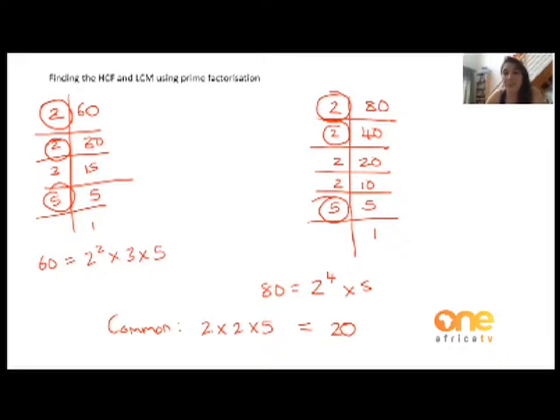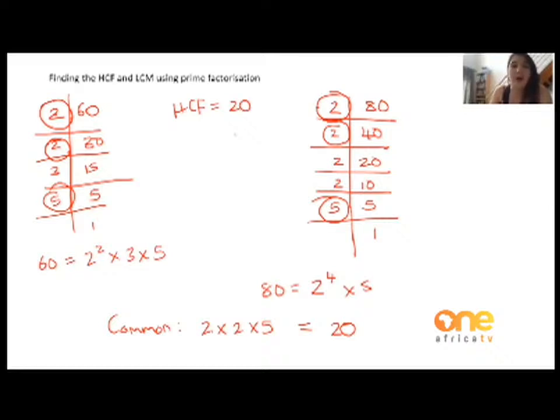Okay, and this will work for any 2 numbers. So this is HCF using prime factorization. So we just do the prime factor ladders of each and match up what is common in each, multiplying them together. That is the HCF. So the highest common factor: what is common in each, multiplied together. Okay, so here I know that my HCF is equal to 20.